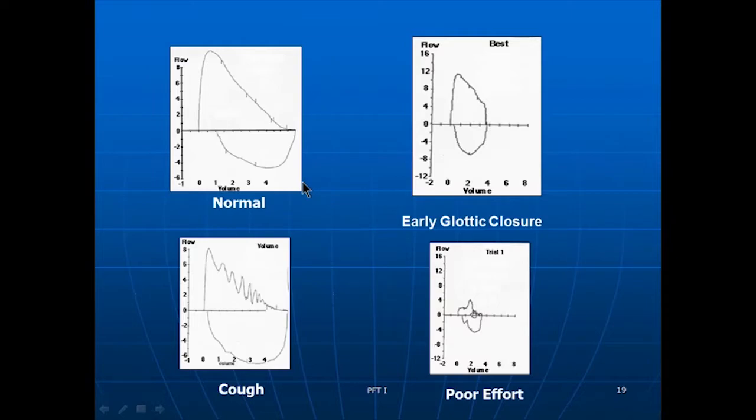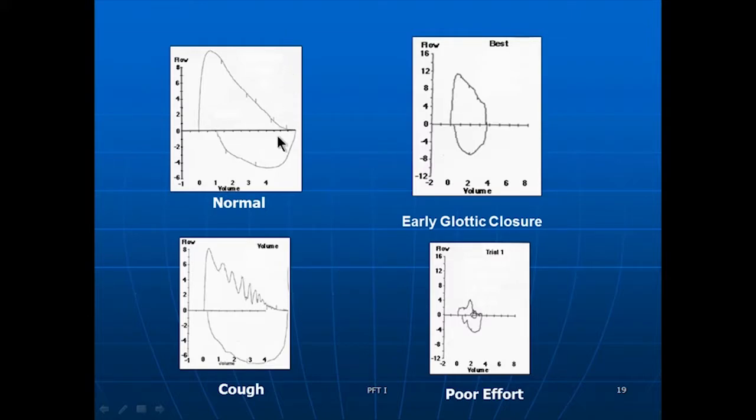This flow volume loop is a normal flow volume loop. You can see that the patient exhales, and they should be able to exhale about 80% of their volume during the first second. So there's a huge sharp uprise in flow, and then there's a gradual descent until 6 seconds is reached. So that is a normal flow volume loop.